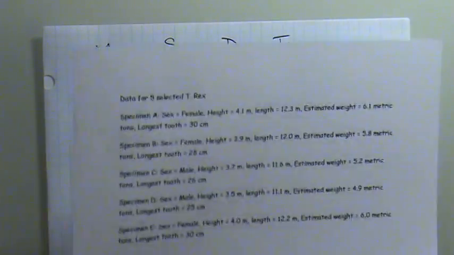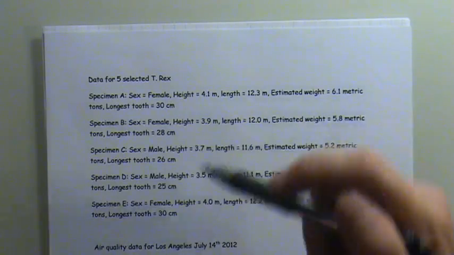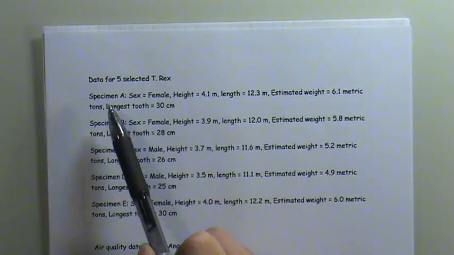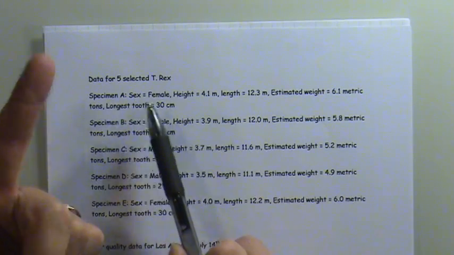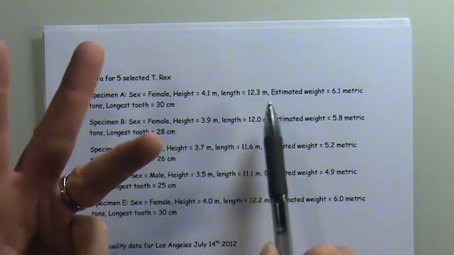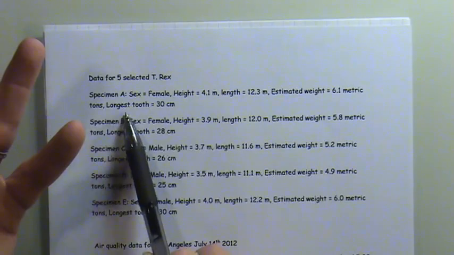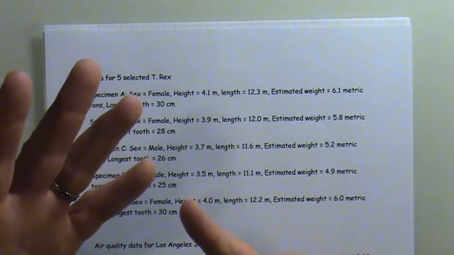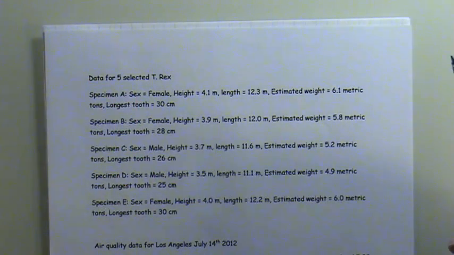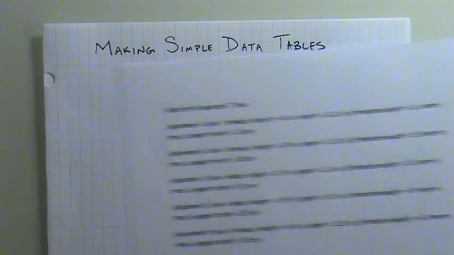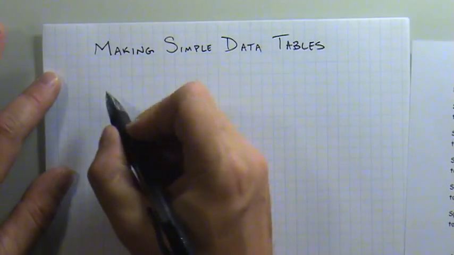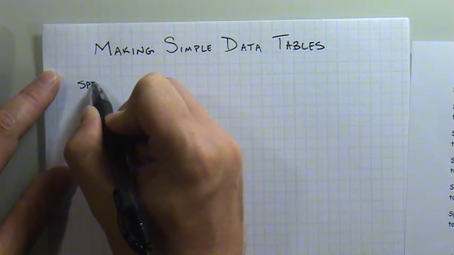So looking at the data, for each of the T-Rex, I have one specimen name, whether it's male or female, the height, the length, the estimated weight, and the last thing is the longest tooth. So that's 6 pieces of information that I need to get into this data table, including the name of the specimen. So I'm going to go ahead and start writing some of the information that I need up here. So first there's going to be a specimen.